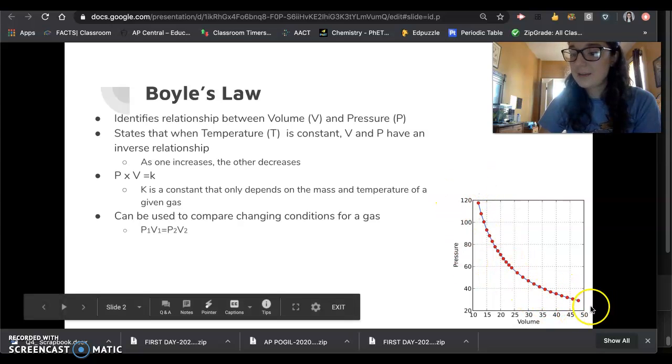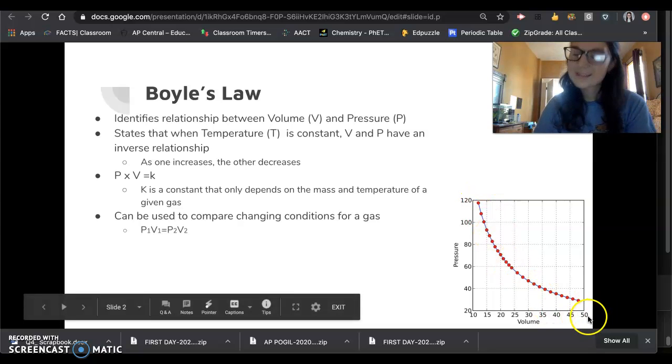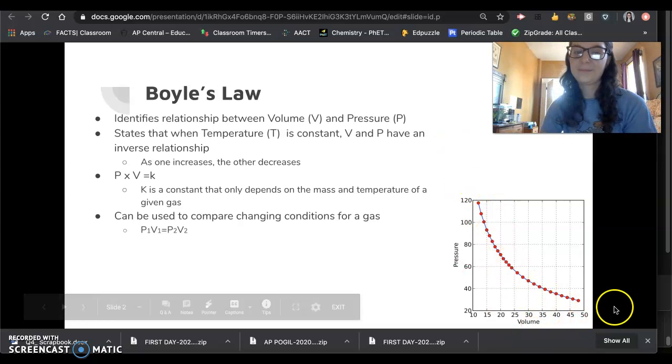So a lot of times on the AP test, a multiple choice question would be like, which graph best depicts Boyle's law? And you would want to pick one that looked like this. It shows an inverse relationship.